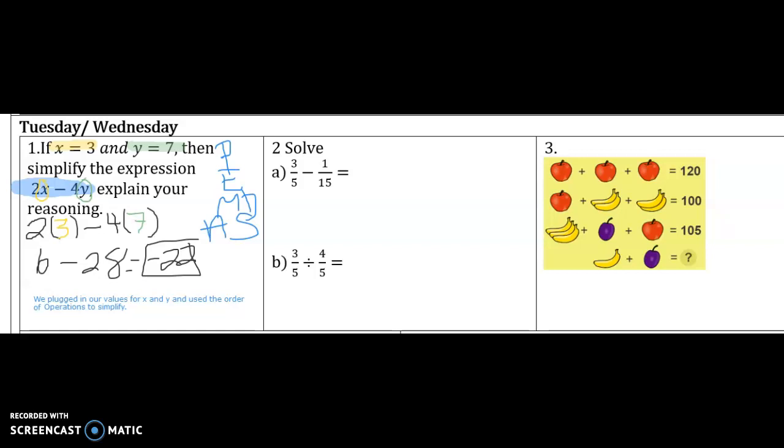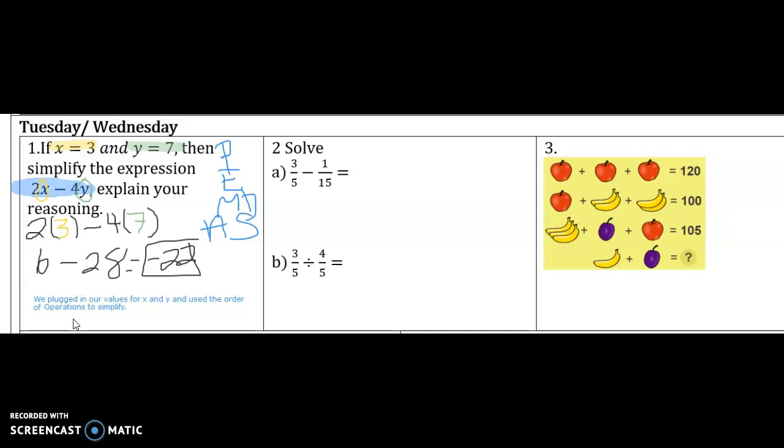Now, for number 2, we have two parts, A and B. We have 3 over 5 minus 1 over 15. So remember, when you're adding or subtracting fractions, you have to have a least common denominator. Now look at your denominators. So you have 5 and 15. Look at the smaller one. Can you make the smaller one look like the bigger one? Yes, we can. How do we do that? By multiplying by the number 3.